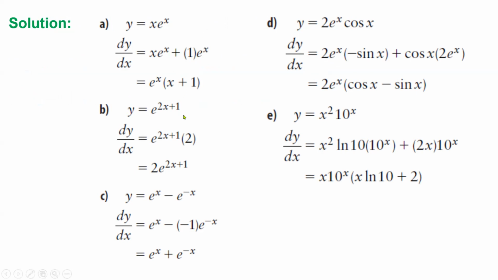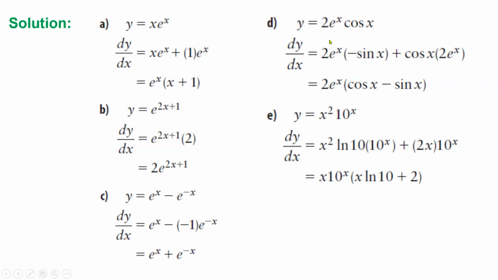The second one is also a composite function, right? So that equals the derivative of the outer function, which is e to the power of u, which is itself, right? Times the derivative of the inner function, which is 2. So the final solution is 2 times e to the power of 2x plus 1. The next one can use the sum rule. So that equals the derivative of the first function minus the derivative of the second function, which gives us e to the power of x plus e to the power of negative x.